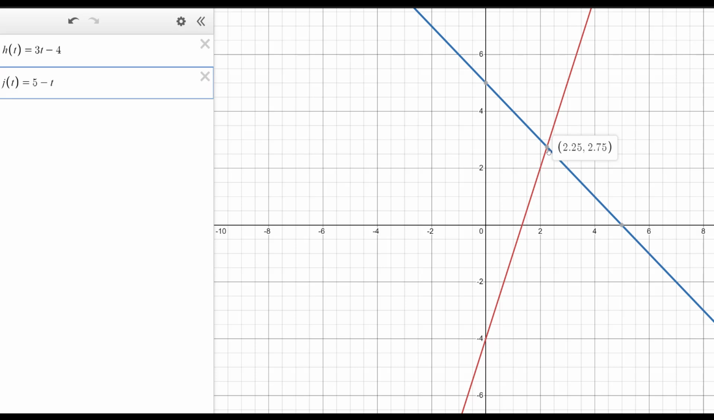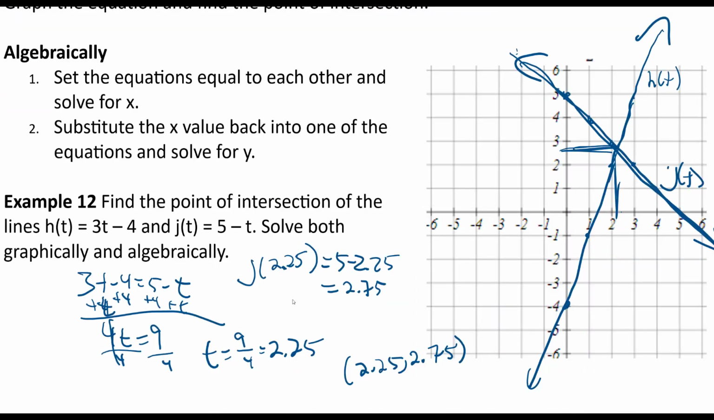That's how quick and easy Desmos is. Almost feels like we're cheating, but we're not. We were told to graph it, so there is a graphing utility that's available to you. Okay, so I'm going to come back to here.